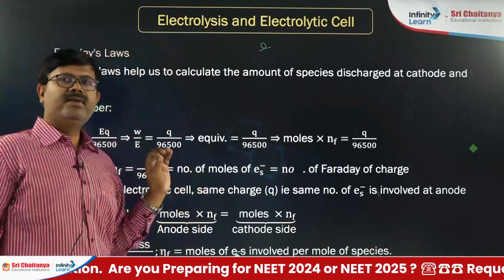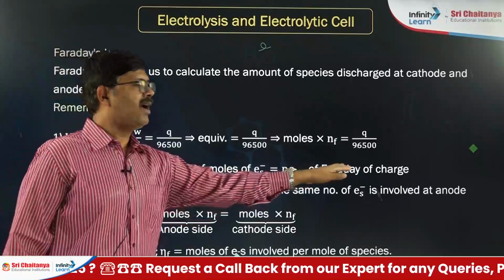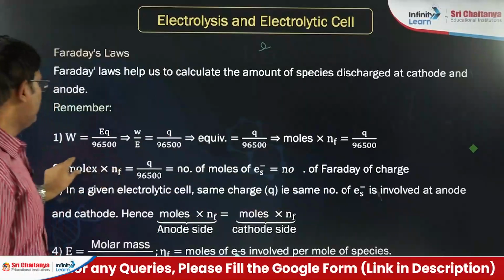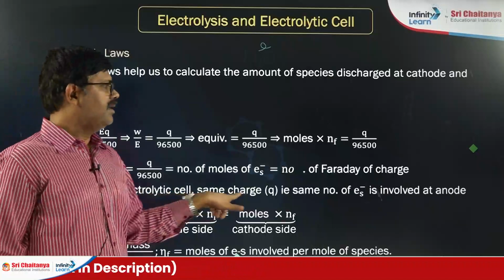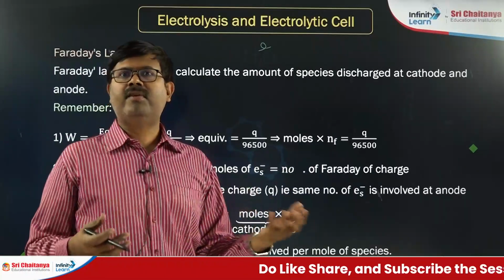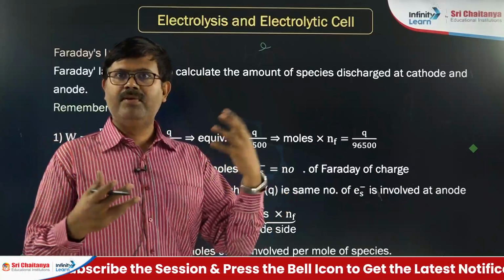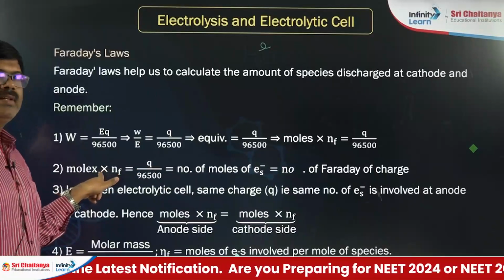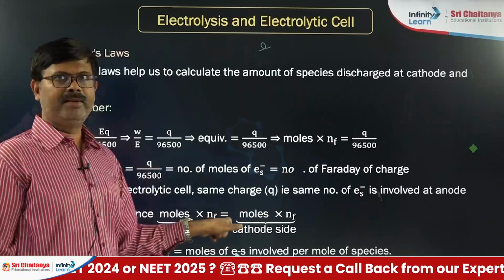Now this Q by 96,500 is also equal to the number of moles of electrons, which is also equal to the number of Faradays of charge. Suppose they give 2 Faraday charge, just substitute 2 Faraday here, equal to moles into N factor or Q by 96,500. Now in a given electrolytic cell, the same charge is involved at the cathode side and anode side. Since the same number of electrons transport from anode to cathode, the charge involved is the same. Therefore, Q is the same at both cathode and anode. When Q is the same, then moles into N factor for the substance depositing at the cathode and the substance depositing at the anode will always be the same.